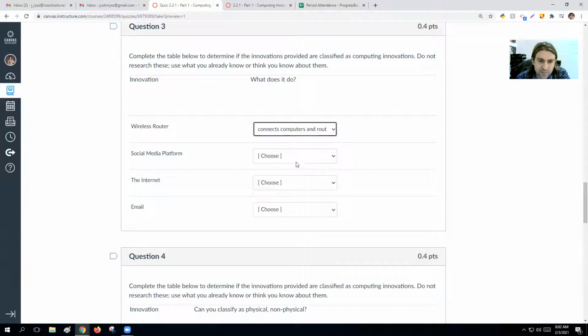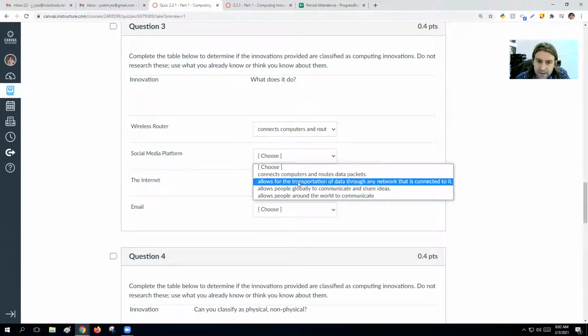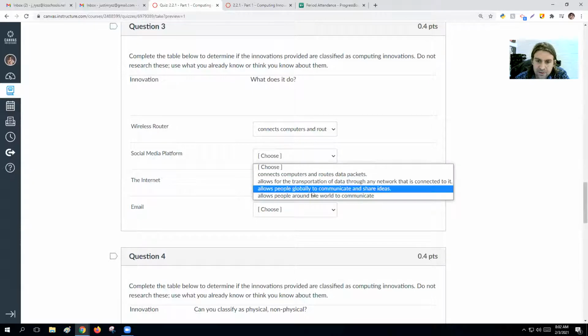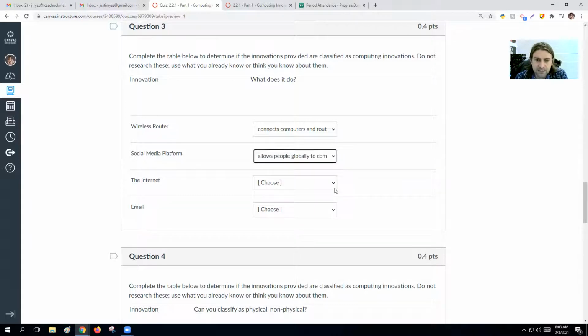All right, so we have social media platform, internet, and email. This one allows the transportation of data through any network it is connected to. Okay, allows people globally to communicate and share ideas. Now, I would probably describe that more as social media, because with social media, we want to get people from all around the world to share similar thoughts and ideas. Think about how Facebook was designed to connect college people together. You've got Instagram for people who like pictures. Now they've become bigger things than that, but typically a social media platform is to get people globally to communicate and share ideas about similar things.